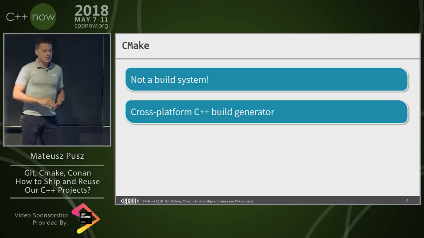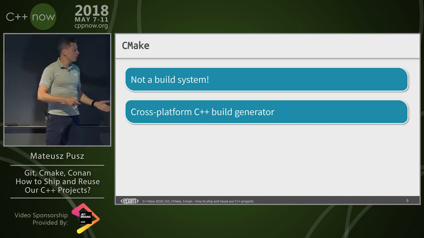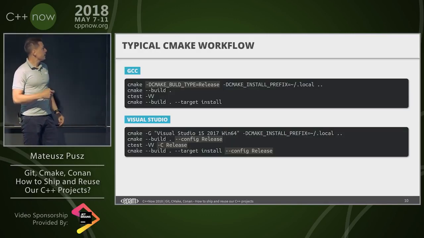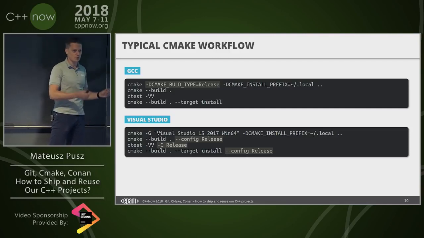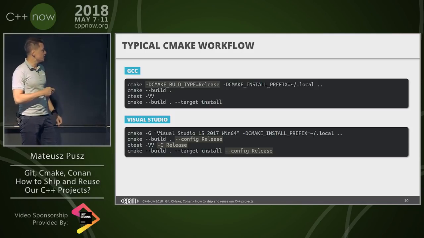Okay, so let's talk about CMake a bit. CMake is not a build system, it's a cross-platform C++ build generator. Basically, this is how you use this tool. In GCC and Visual Studio, these are only the examples, because you can use, of course, different compilers. But basically, you can use only CMake and CTest to do everything. You don't have to use make, nmake, and other things. You can just say CMake build target to install it.